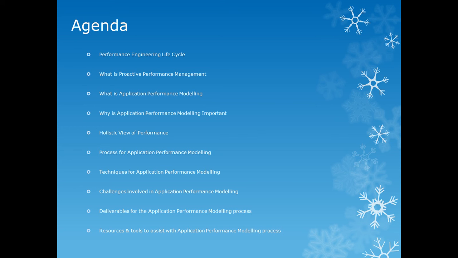Let's look at a holistic view of performance. What does performance mean when looked at from a software performance engineer standpoint? What does it mean when you look at it from an infrastructure guy standpoint? Let's look at the process you would go about if you intended to model the performance of an application. Let's look at the techniques for application performance modeling. We'll summarize the different statistical and mathematical techniques involved in performance modeling. And then we'll close up by looking at the challenges involved, the deliverables and the resources and tools available to you for purposes of performance modeling.